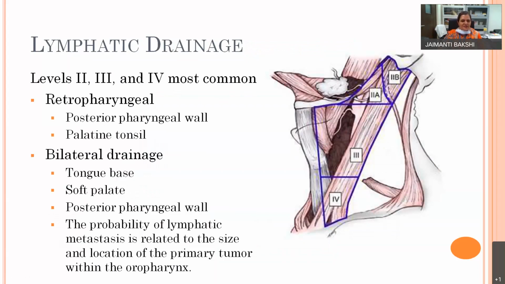So what is the lymphatic drainage for oropharynx? Tumors of the oropharynx drain into levels 2, 3, 4 commonly, and some of them can drain into retropharyngeal lymph nodes like tumors arising from posterior pharyngeal wall and palatine tonsil. Bilateral drainage can occur in the tumors arising from tongue base, soft palate, posterior pharyngeal wall, because these are the midline structures. So if the tumor is arising in these areas, those patients can have bilateral lymphatic drainage. Probability of lymphatic metastasis is related to the size and location of the primary tumor within the oropharynx.